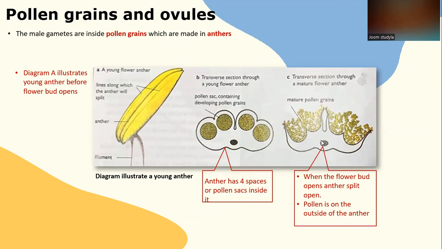And diagram C is actually mature pollen grains. When the flower buds open, anthers split open, and pollen is on the outside of the anthers. This is to show that diagram C is actually a mature flower anther.